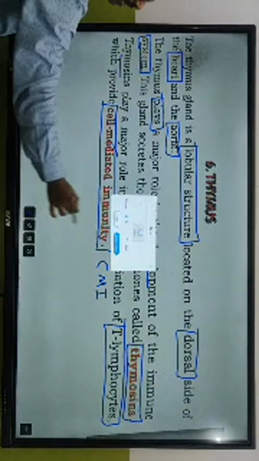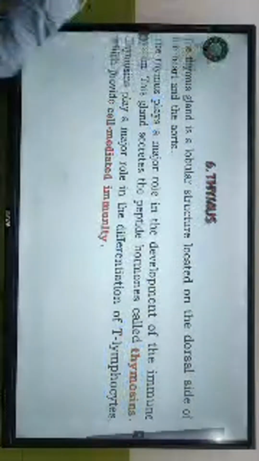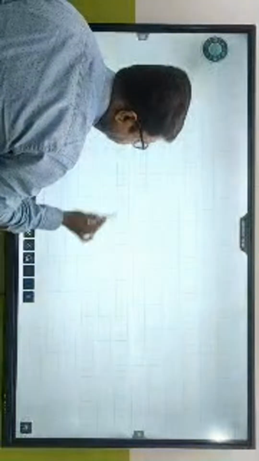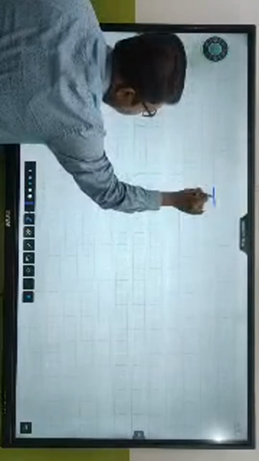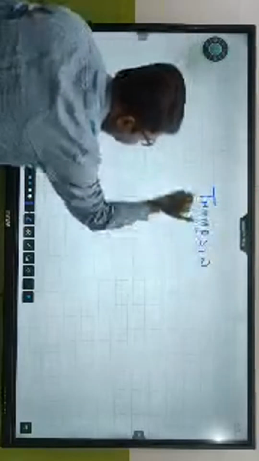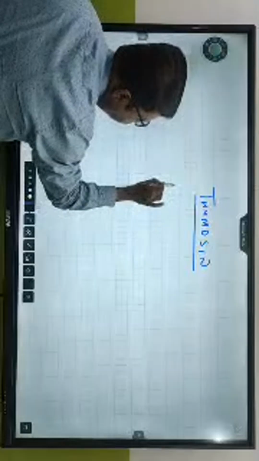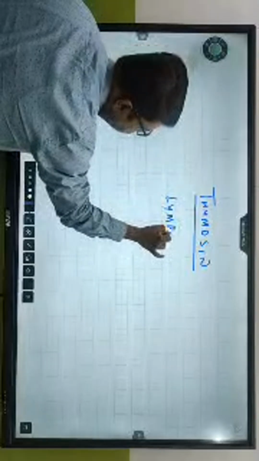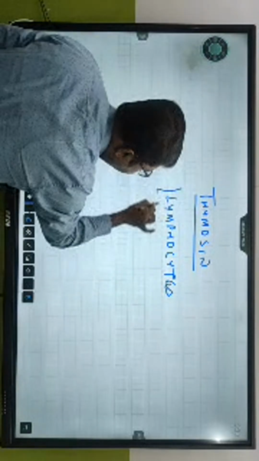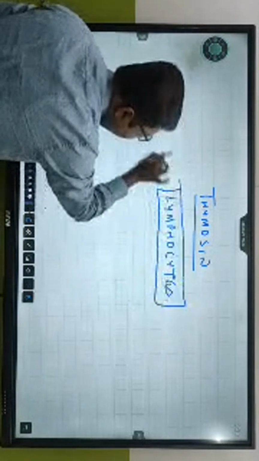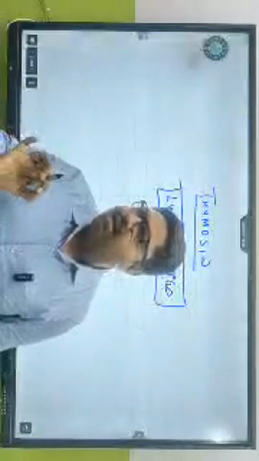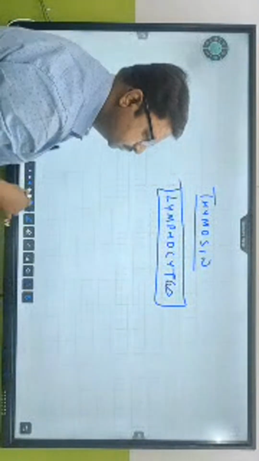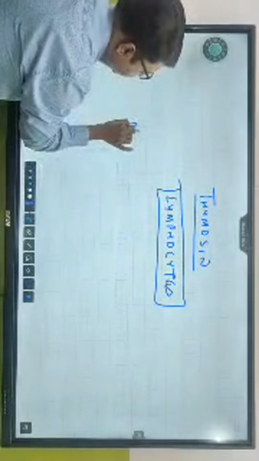So just to begin with, let me give you this idea now. The thymus gland secretes thymosin hormone, which helps in the differentiation of T lymphocytes. Basically, lymphocytes are cells of WBC. Tell me whether this is a granulocyte or an agranulocyte. Lymphocytes are agranulocyte cells.